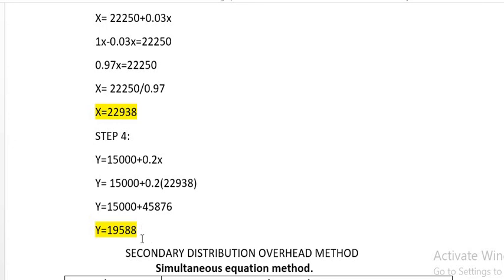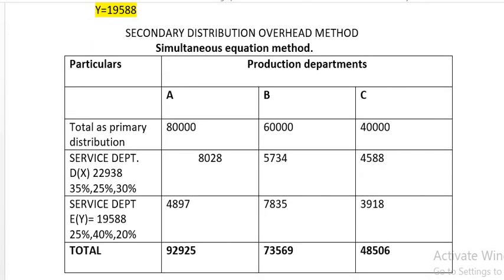Then the y value is 19,588. Got it? So now we have the x values as well as the y values. X means D and Y means E. So now we have to reapportion to all the production departments.